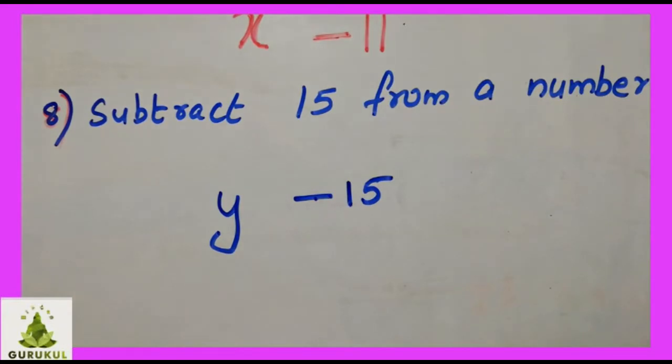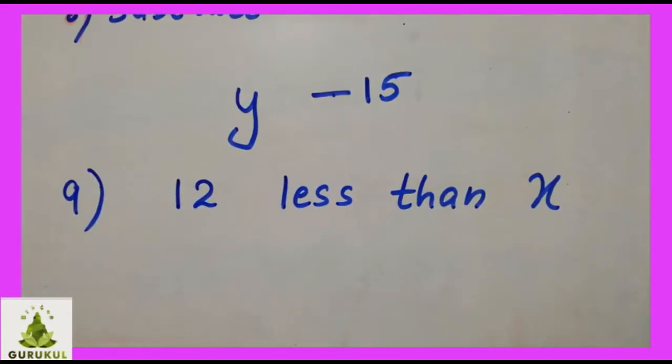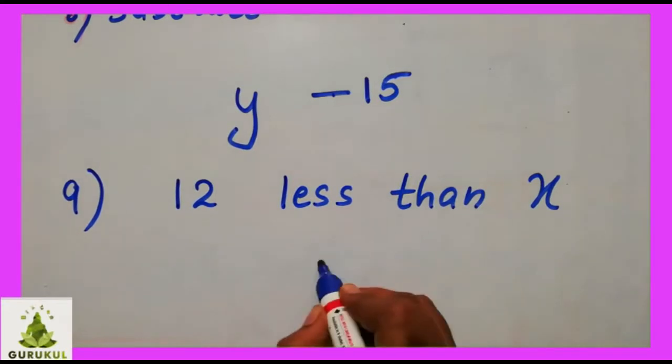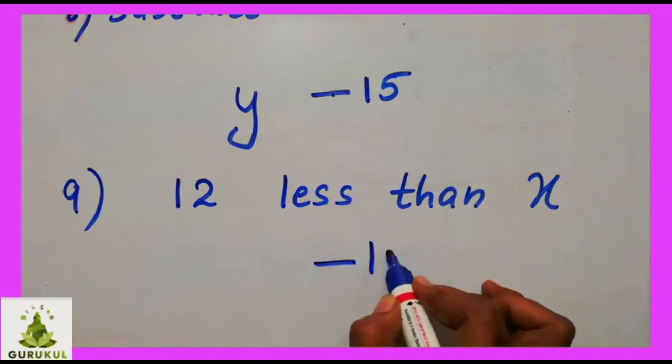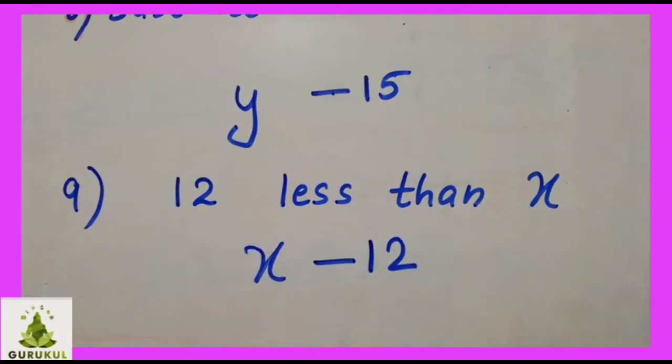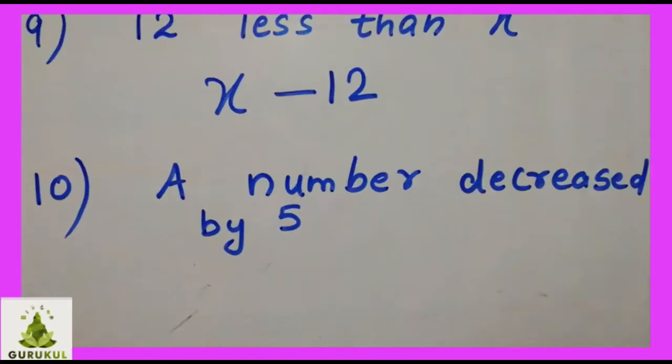Copy down this. Next, 12 less than x. So less than means again subtraction. How much less? 12. 12 less than x. So x minus 12. Copy down this. A number decreased by 5.